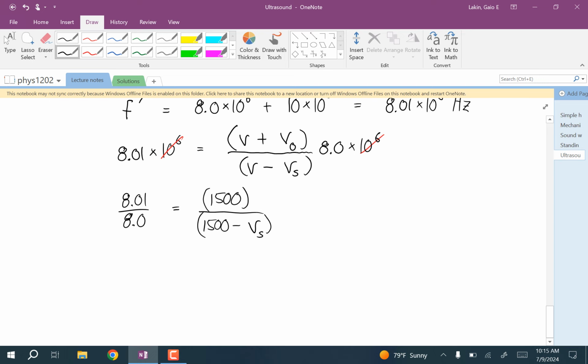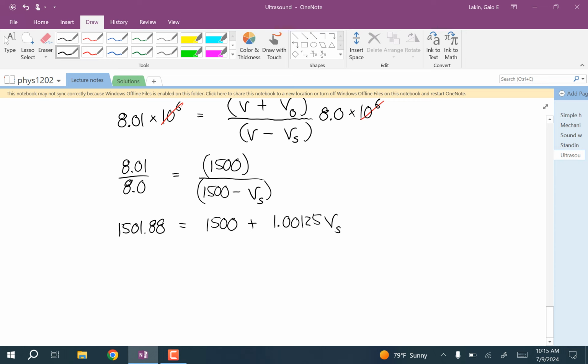And so now I'll multiply both sides by the denominator, and we get 1501.88 is equal to 1500 plus 1.00125 times Vs. Now subtract 1500 from both sides, divide both sides by 1.00125, and you get that the speed of the source moving towards the observer is 1.873 meters per second.